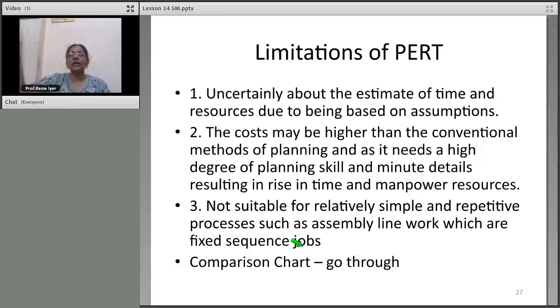Assembly line means in a factory what happens? 1, 2, 3, 4, 5. You have to just do one after the other. There is no choice, right? So when you have fixed sequence jobs, there is no use. We can only work on it where you can have something being done simultaneously. Comparison chart, they have given you the terms, the points of difference and then actual comparison between the two. You go through that and you let me know if you have any difficulty on that.